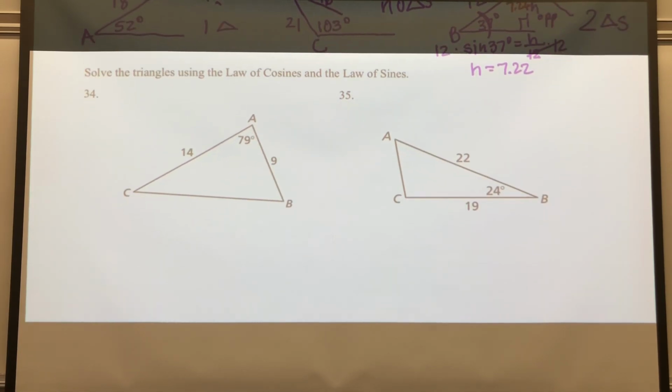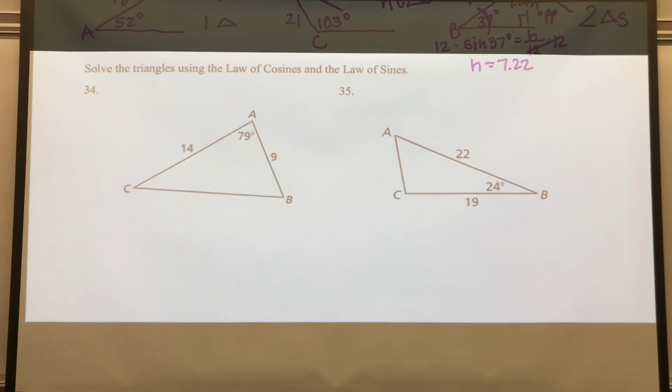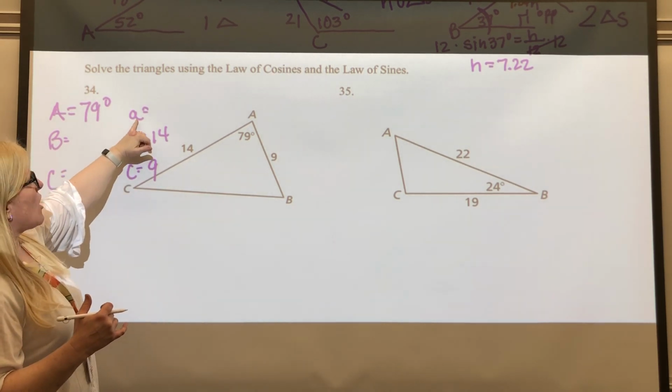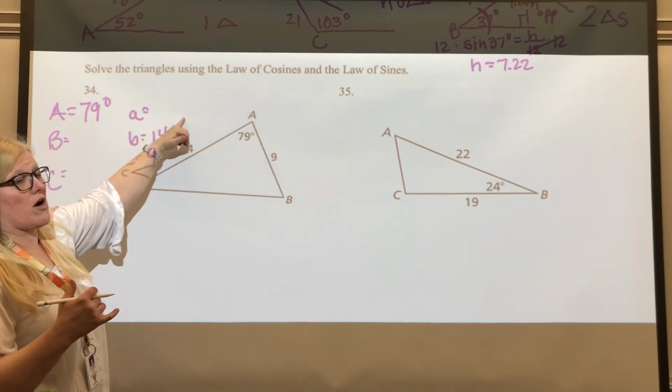All right, number 34, solve the triangle using the law of cosines and the law of sines. All right, again, I'm going to make my template. I think I'll make it over here, so it's kind of out of the way. And I look at my information. A is 79 degrees, B is 14, C is 9. Okay, I don't have a partnership. This is how I know to use the law of cosines. So I'm going to solve for A, so I can have a partnership.